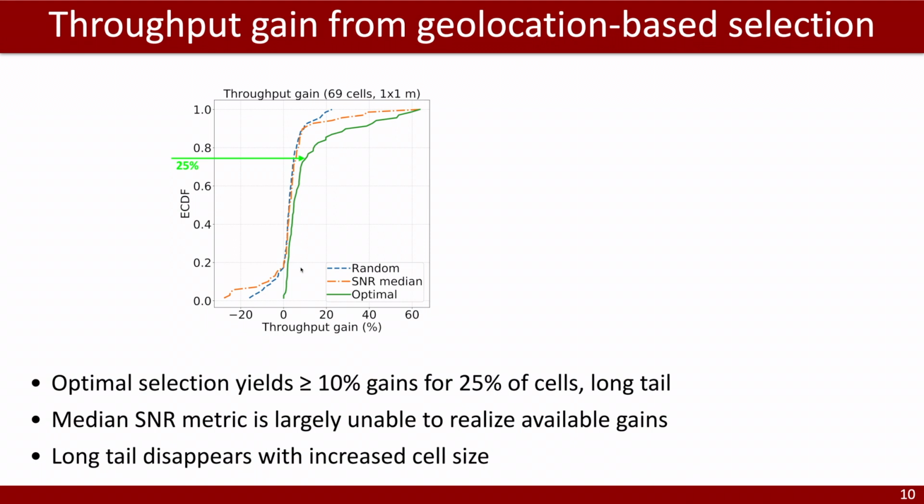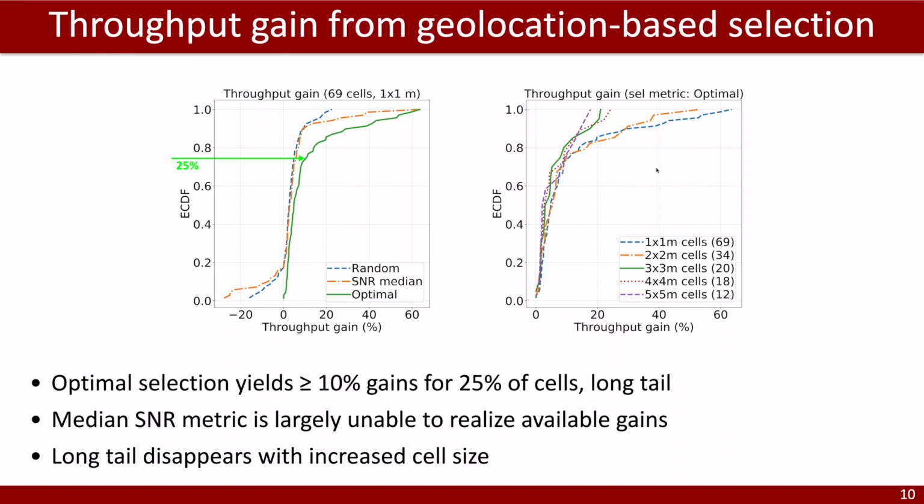Interestingly, the median SNR metric underperforms the optimal strategy significantly. In particular, for some cells, it decreases performance relative to default even more than the random strategy. When we increase the size of the cells from 1 by 1 to 5 by 5 meters, the long tail, where a small number of cells experience a large throughput gain, disappears. This makes intuitive sense since the larger the cell is, the larger the diversity of antenna angles and line-of-sight obstacles that fall onto a single cell.